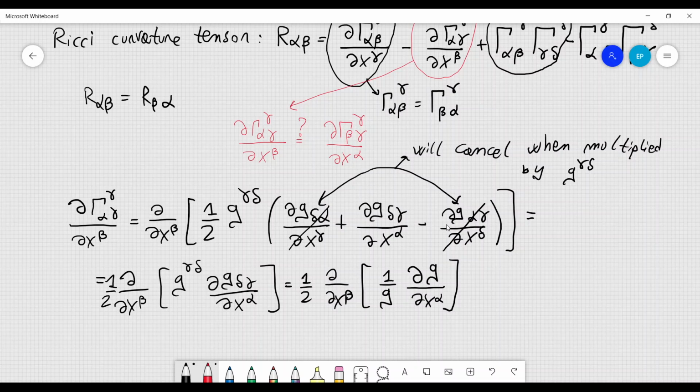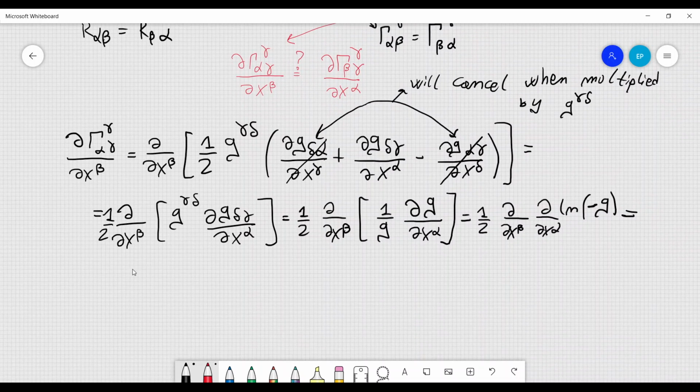This is equal to 1/2 d over dx^β, d over dx^α of the logarithm of g, or I can also put minus g here. It is more appropriate to put minus g because the determinant of g is negative. So with a minus sign it will become positive and the logarithm will be real, of course. The logarithm of a positive quantity is well defined. And the derivative of the logarithm of g or the logarithm of minus g will give me the same thing, if you think about it.